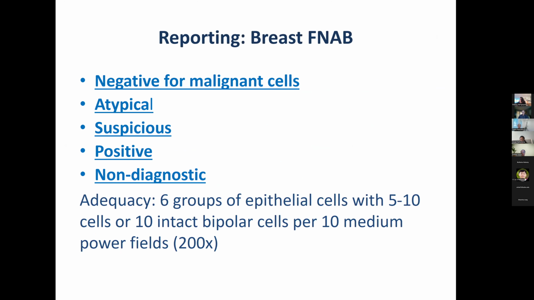So how do we report breast FNA? Just like in any other organ system, how we call for cytology, we call it either negative for malignant cells, atypical when the probability of malignancy is low, suspicious when the probability of malignancy is high, but then the cells are very limited. They are highly atypical, but you cannot call it positive outright because there are fewer cells or there's preservation artifact. So there are multiple reasons why you would call it suspicious.